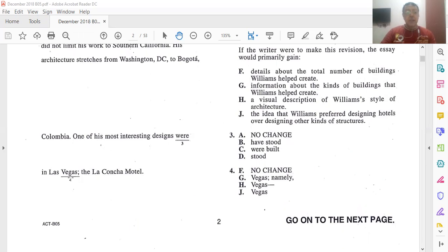Stood in Las Vegas, semicolon, the La Concha Motel. A semicolon should not be used here, so no change is wrong. The options are Vegas, semicolon, namely, comma; Vegas, dash, the La Concha Motel; or Vegas without anything. H is the best choice here because he wants to give an example or specify what that design or building was named. So either we use a dash or we use a colon. We don't have a colon here, so the best choice is H.